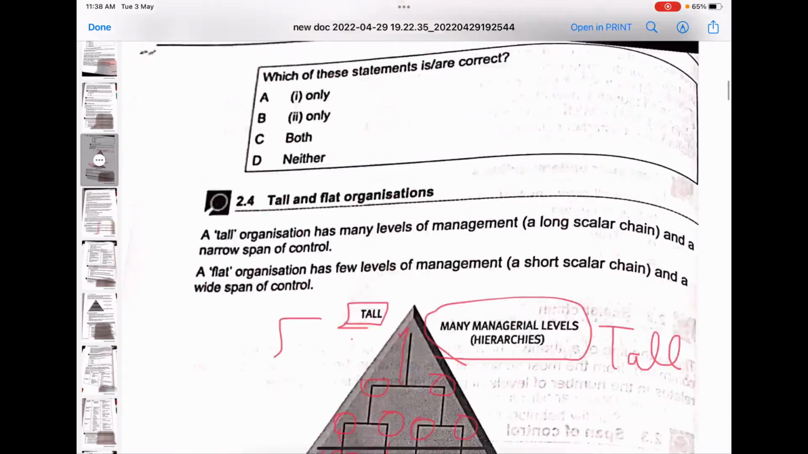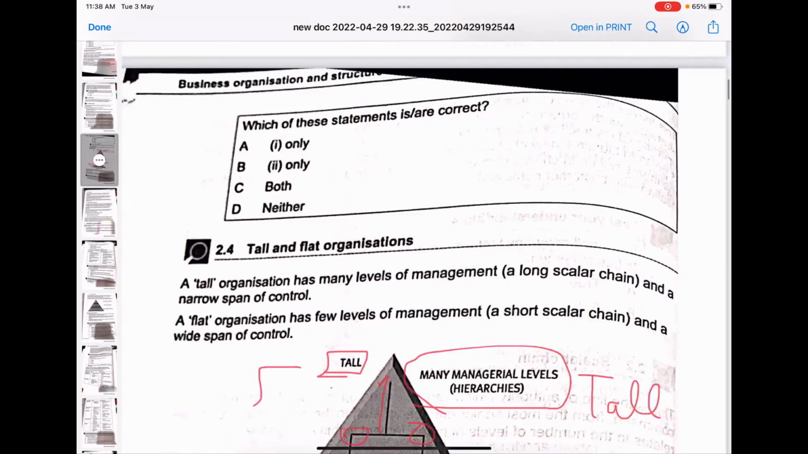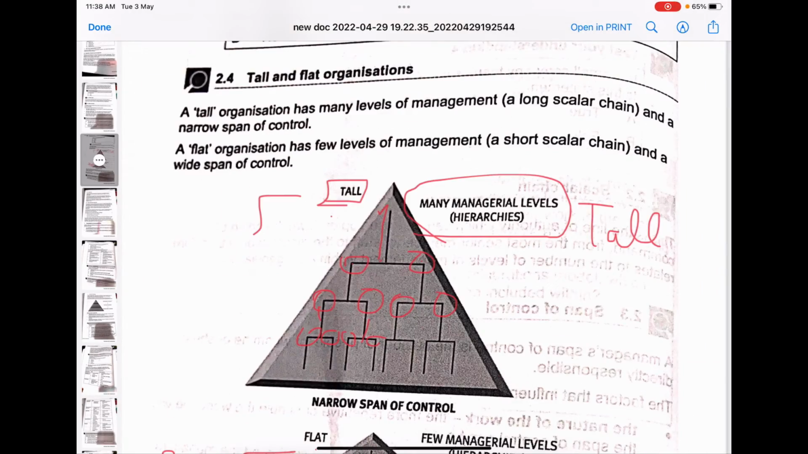So what have we seen? Tall and flat organization. A tall organization has a long scalar chain and the span of control is narrow. A flat organization has a short scalar chain but the span of control is wide.